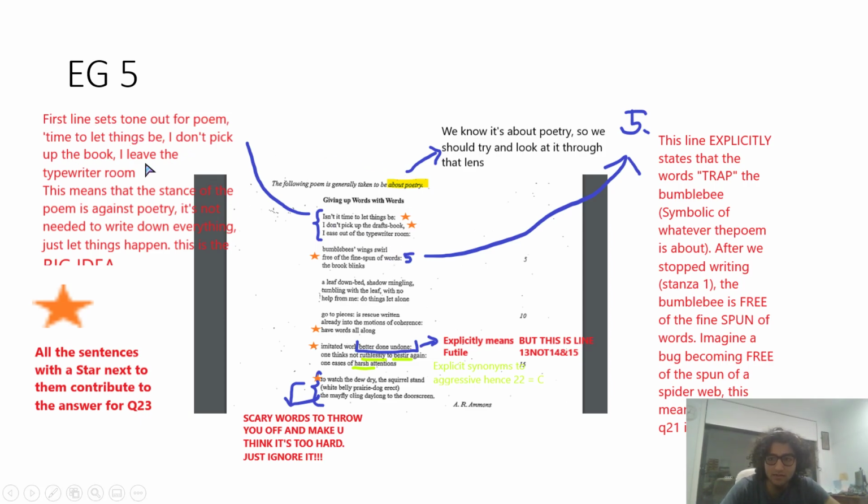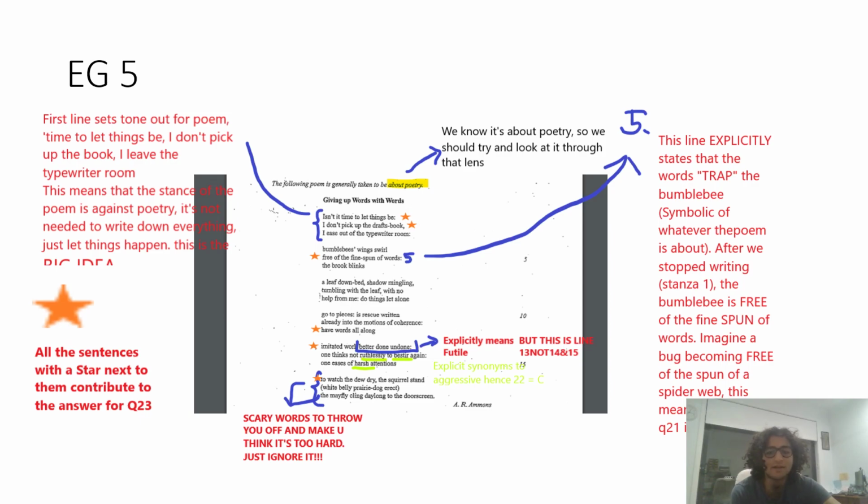We know the general stance of the poem is against poetry, right? We don't need to write down poetry and record everything. We should just let things be. That's the key idea. Now it's saying that the bumblebee is free of the fine spun of words. That's basically saying that the words are a fine spun, they're a spiderweb. They're trapping the bumblebee, right? So the line explicitly states that the words trap the bumblebee, which is symbolic of whatever the poem is about.